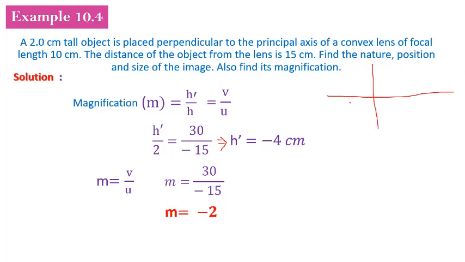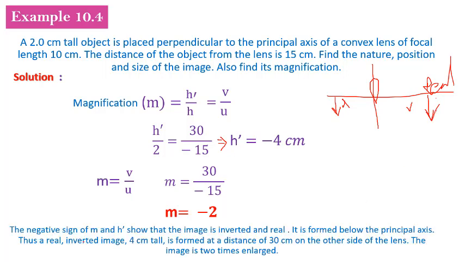Height equals minus 4. Where can the height be minus? Here and here. But since it is a convex lens, the image will not form here. The image will form here, and this is real. That means the image is real and inverted. The negative sign of m and h dash shows that the image is inverted and real. It is formed below the principal axis.